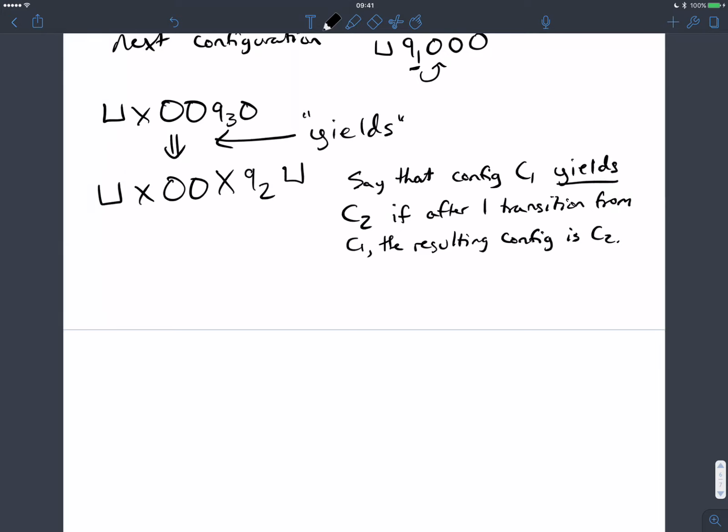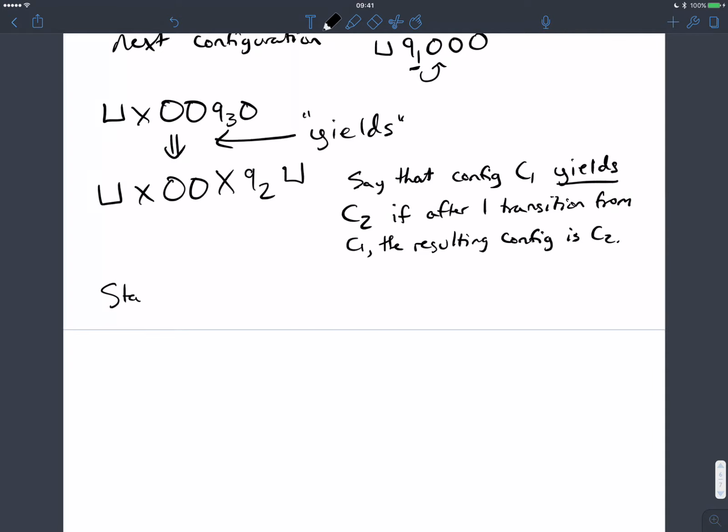Is the starting configuration unique for all inputs? So, sorry, if I fix an input in a machine, is the starting configuration unique? Yes, because the input, if I fix it, is the same. The starting state is always the same. Is the location of where the tape head starts always the same? Yeah, it's always at the beginning of the tape.